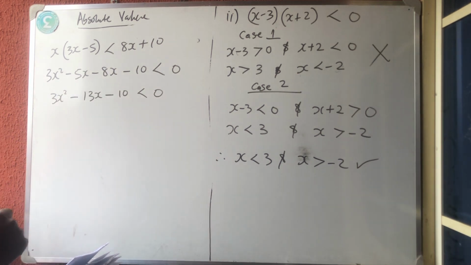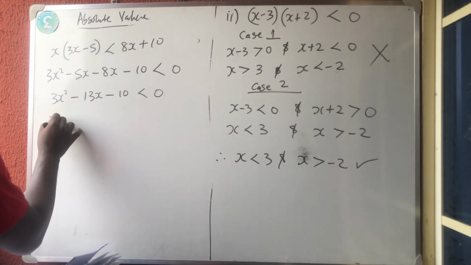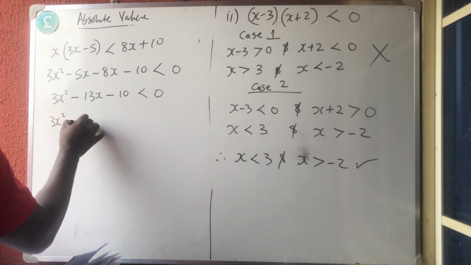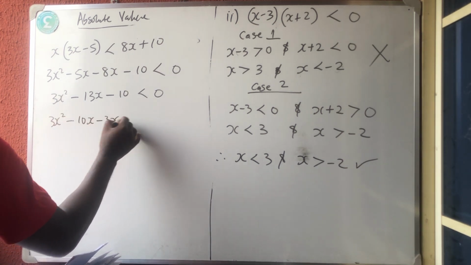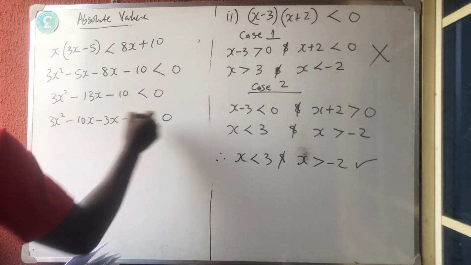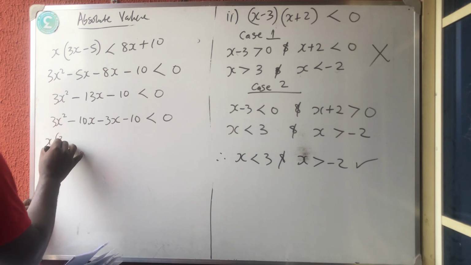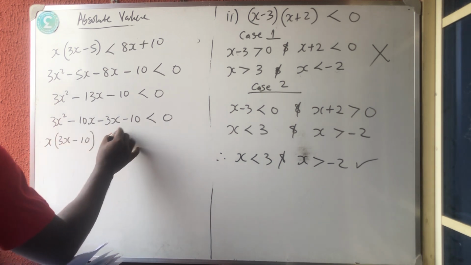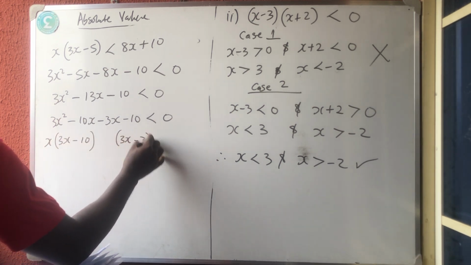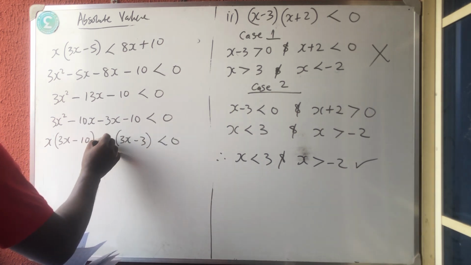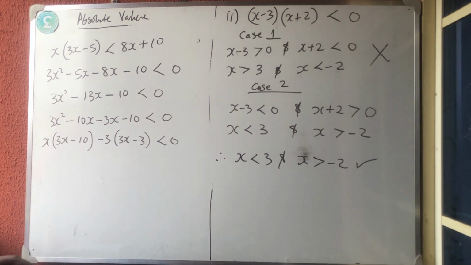So let's factorize this. I'm going to have 3x squared minus 10x minus 3x minus 10 is less than 0. So I'm having x here, x times (3x minus 10), 3x minus 10, minus 3. Am I correct? Is that correct? No, that's not correct.